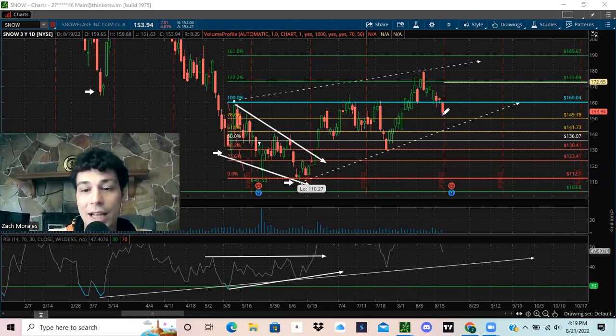So that's what I look for. That's what I think Snow has the potential to do. But again, if we break this 149 support level here, all we have is this weak trend line right here where we've bounced once, twice. The more times you test a level, the weaker it gets. So 3 times isn't too bad, but the third time could be the charm where we break it and head lower.